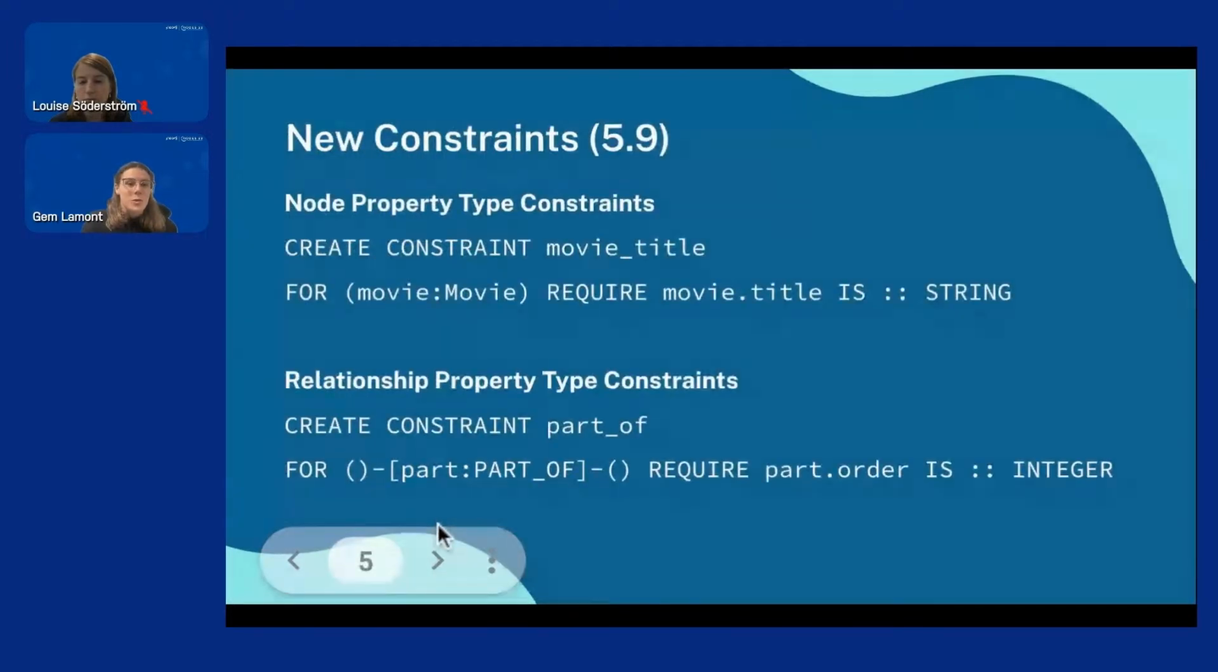And what use would all of these new types be without being able to use them? So in 5.9 earlier in the year, we added some new constraints. So we now have node property type constraints and relationship property type constraints. So for example, this allows me to now enforce that my movie title is of type string. So that means I won't have any bad data where my movie title is perhaps an integer. And then these are part of Enterprise Edition only.